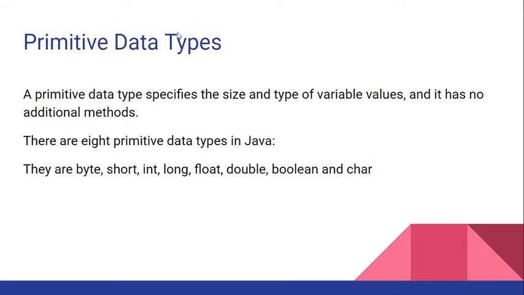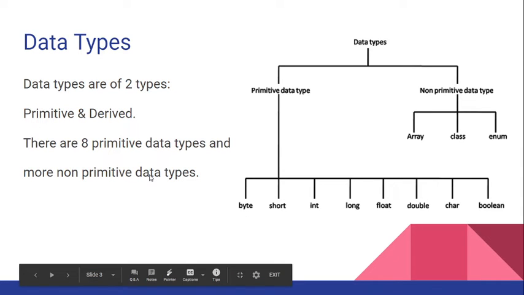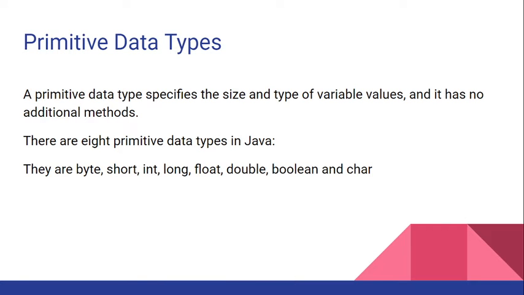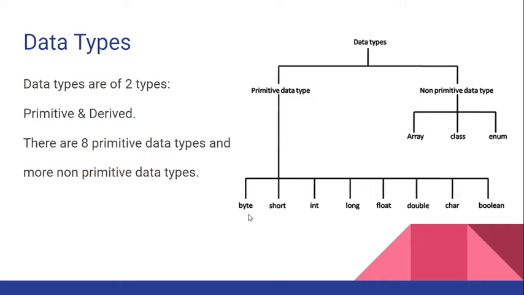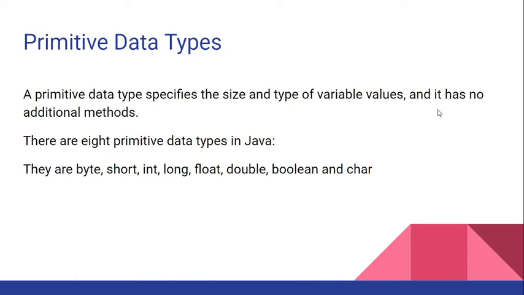A primitive data type specifies the size and type of the variable values, and it has no additional methods. Like I said, a primitive data type only specifies the size and type of the variable values. The type is byte, short, int, or numeric type, and string type. These are the types. And size: byte is for a particular size, short is for a particular size, int is for a particular size of numeric data type. And it has no additional methods.